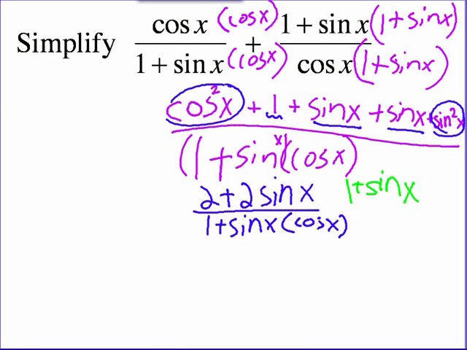Okay, there you go, that's step 2. Now what we get 1 plus sine x from is because we take a 2 out. So you end up having 2. And so now your new denominator becomes 1 plus sine x times cosine x.